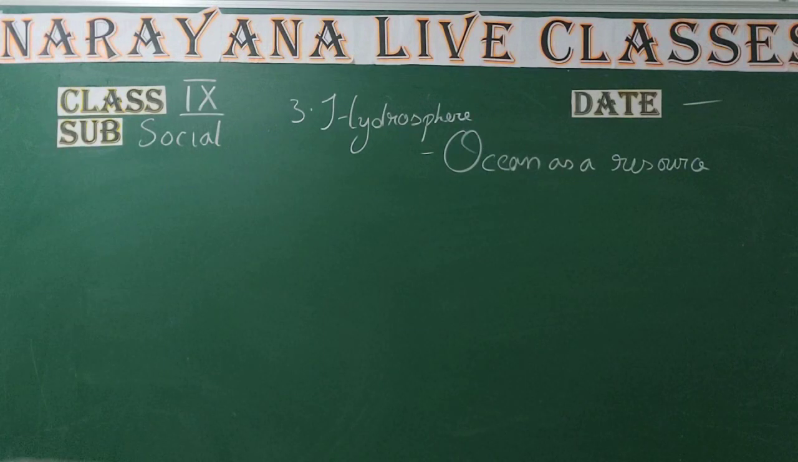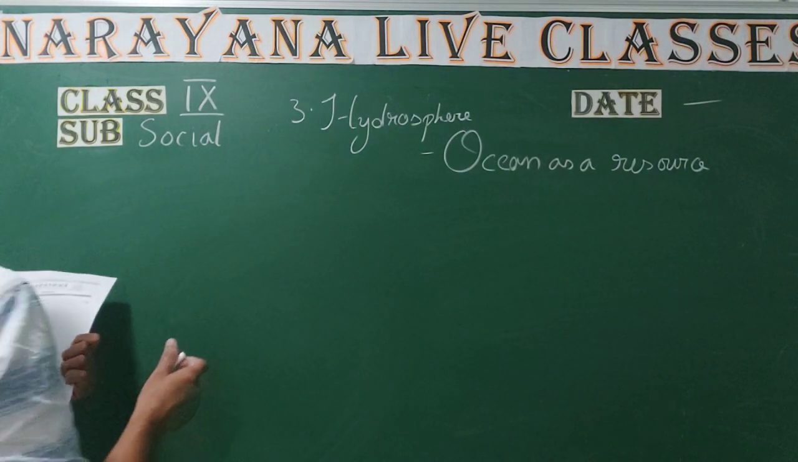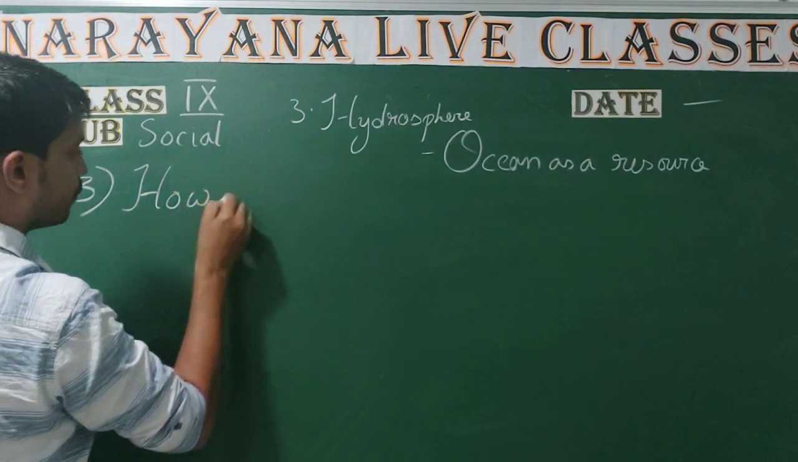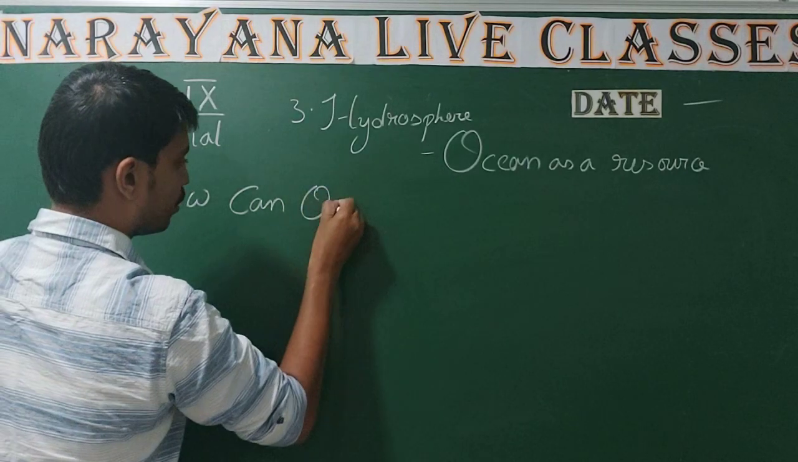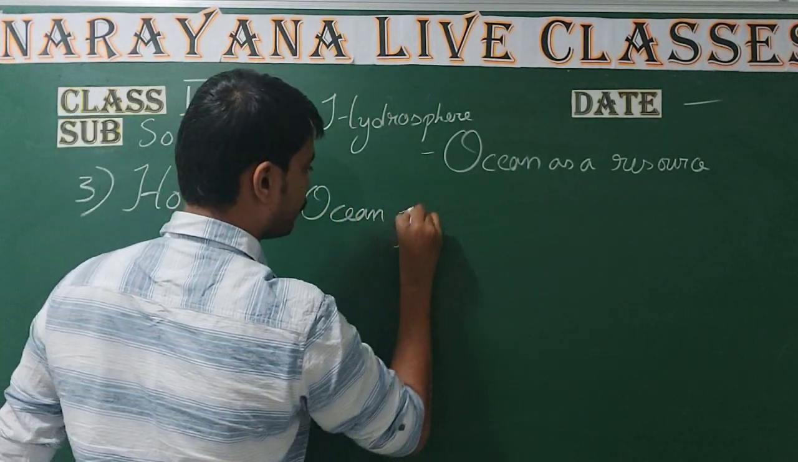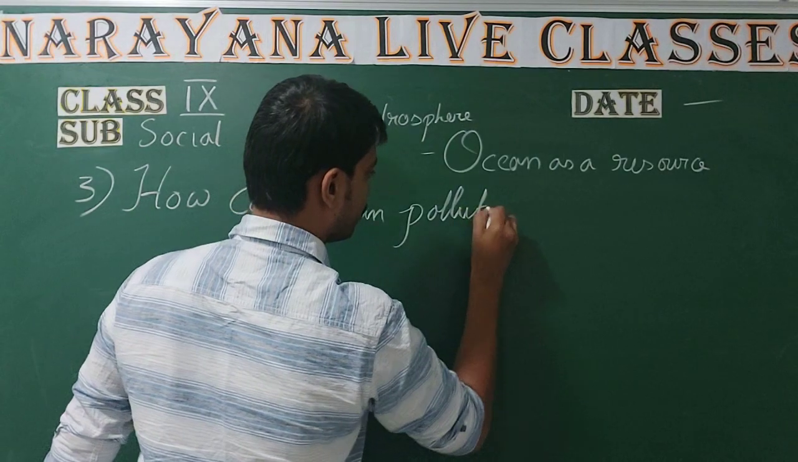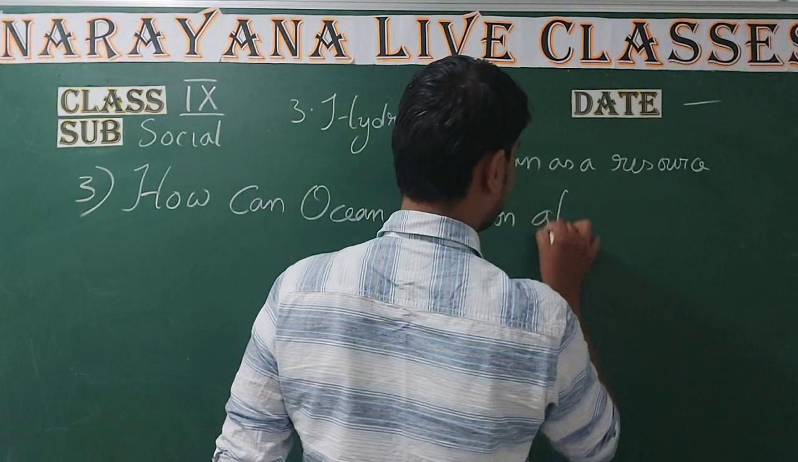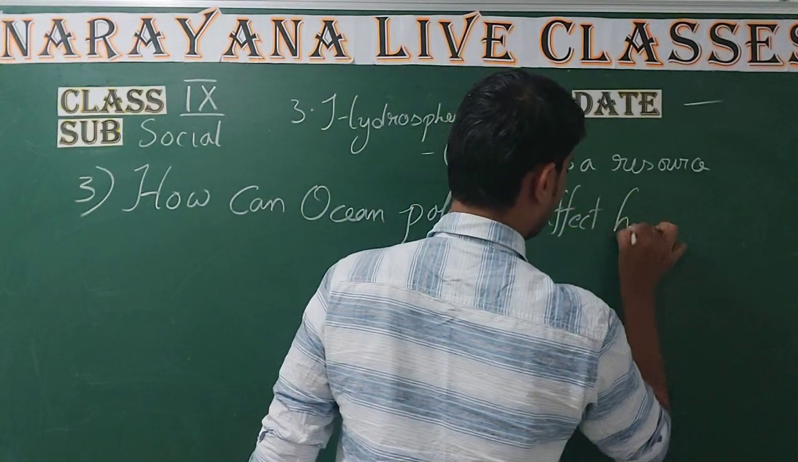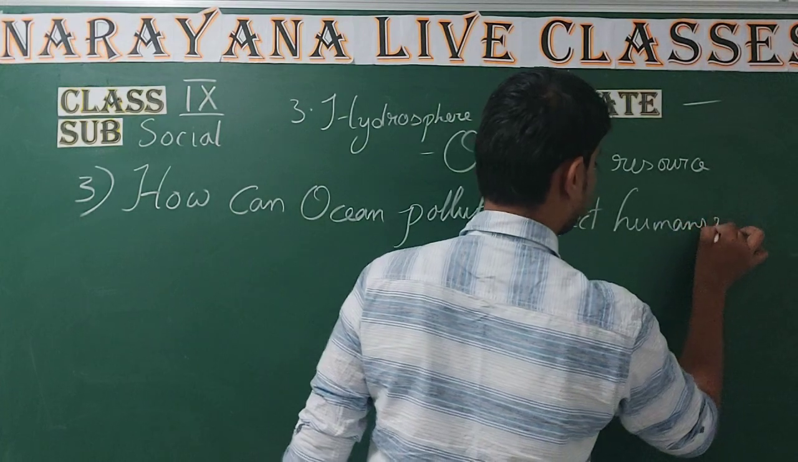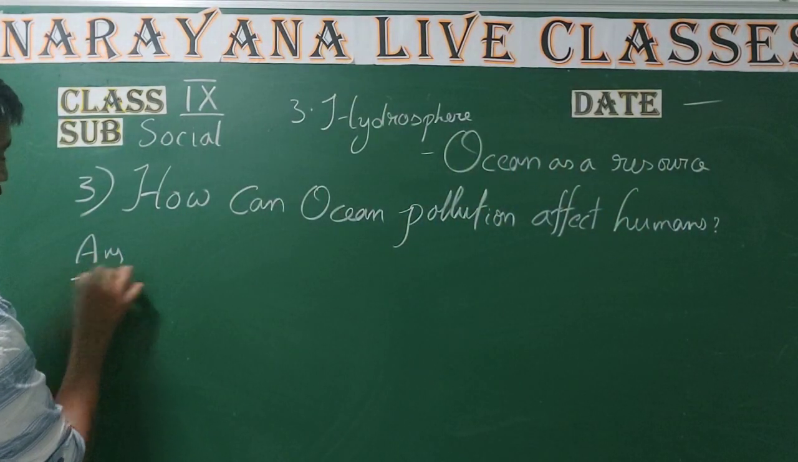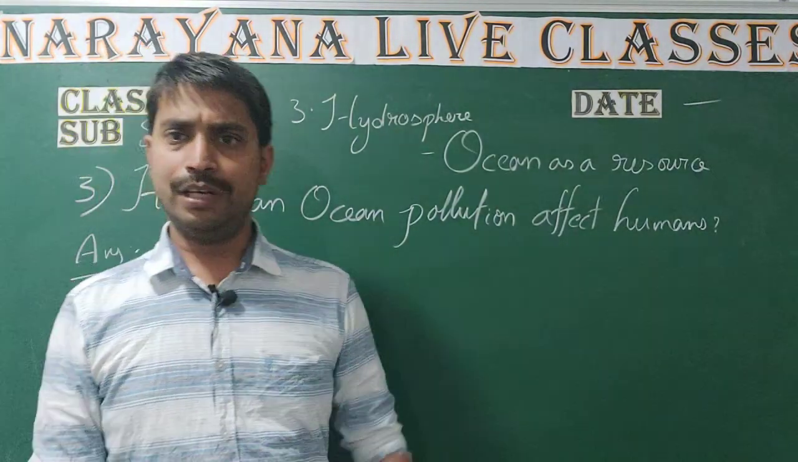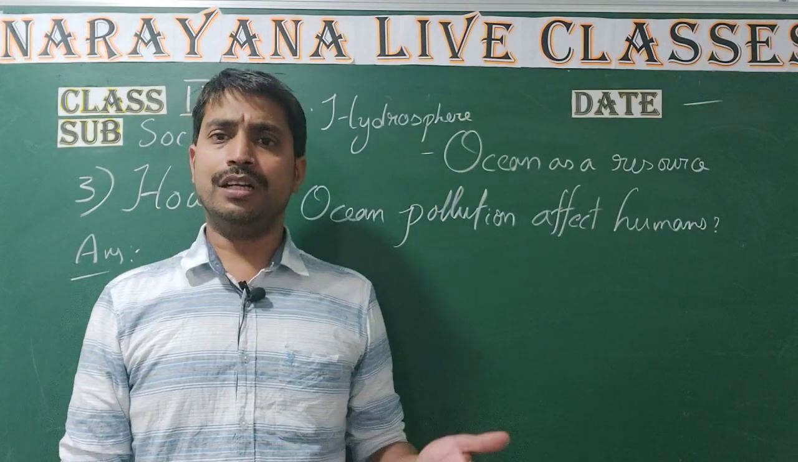Coming to the third question. How can ocean pollution affect humans? Yes, as we know very well about pollution, three major types of pollution have been taken: one is air, second is water, and the third is soil.